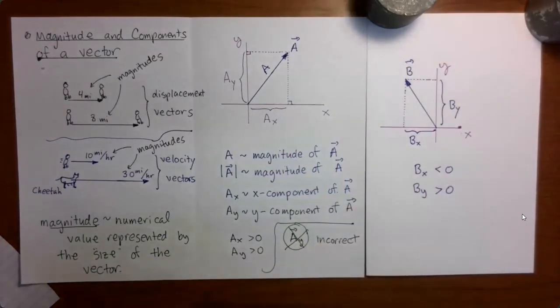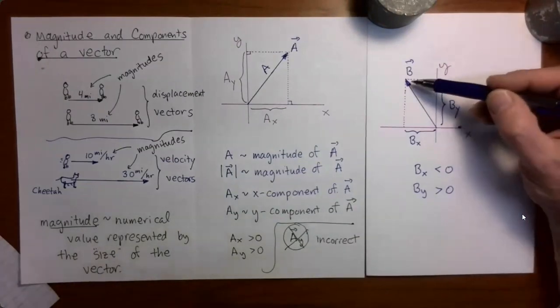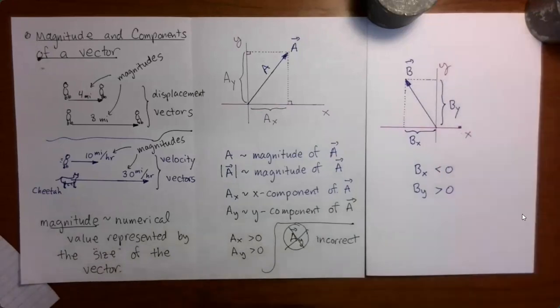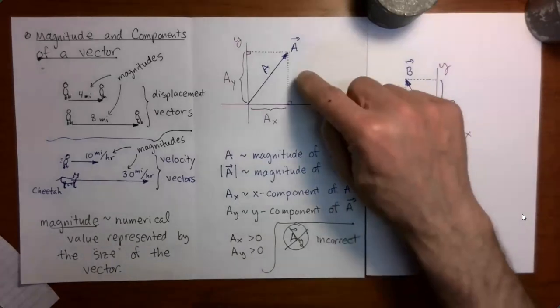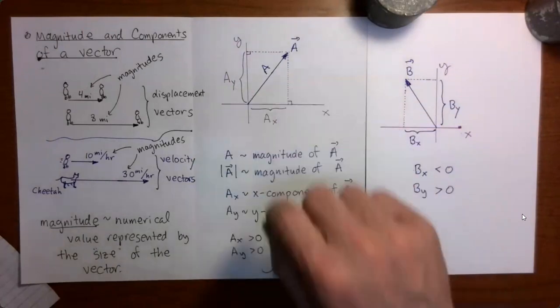Okay, so we can see that the components of a vector can be either positive or negative, depending on whether the vector projects onto the positive axis or the negative axis. In the next video, we're going to start learning how we can use quantitative relations to connect the magnitude of the vector to the components of the vector.